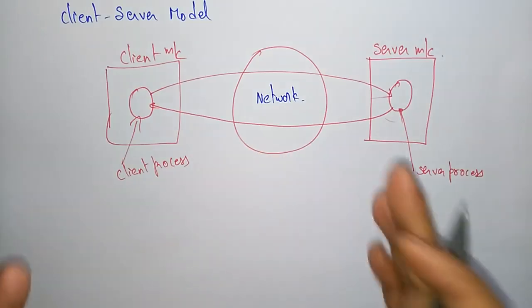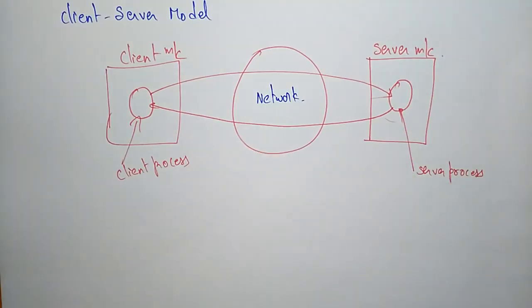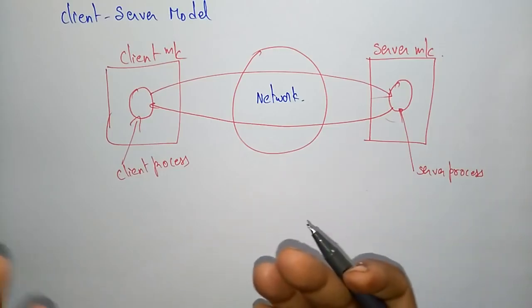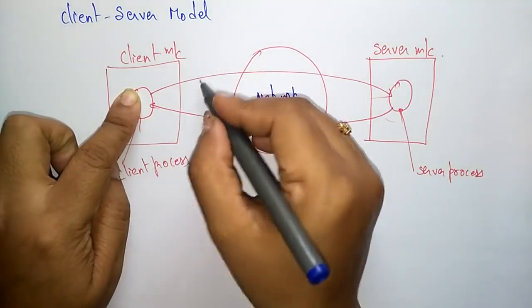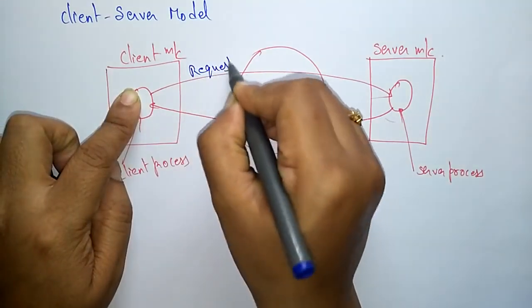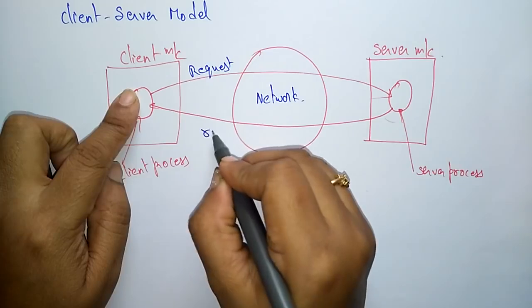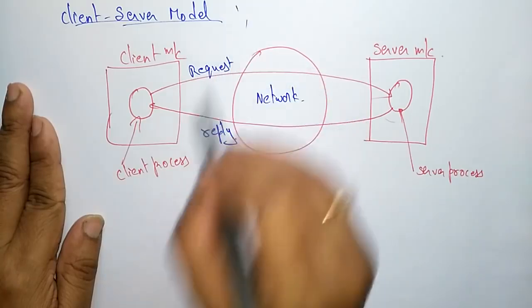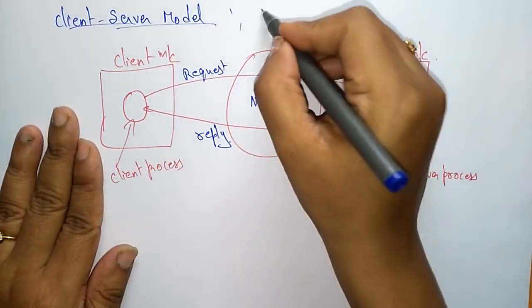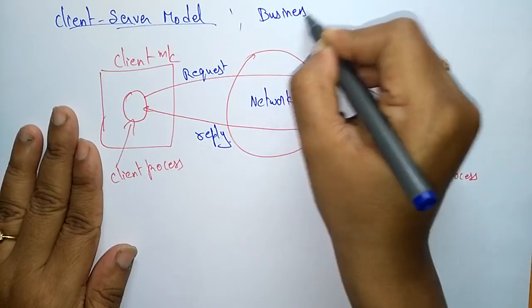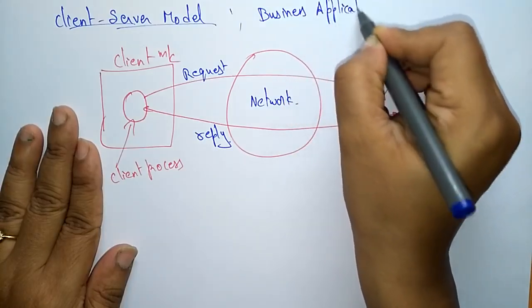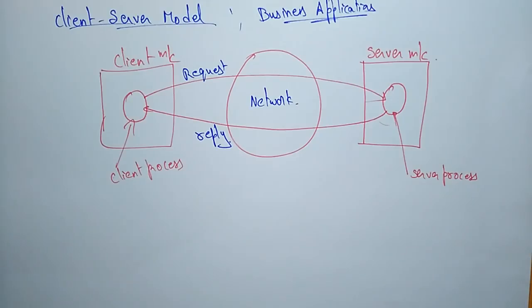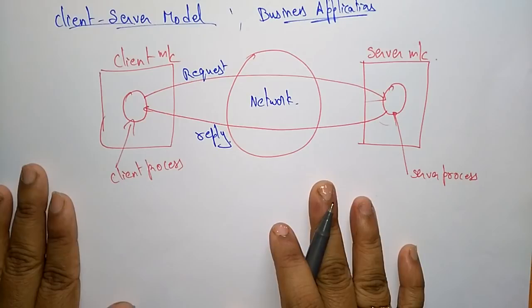If the systems are close to each other, you can go for cables. If the systems are far away from each other, then you can go for wireless communication. So the client first requests the server, then the server gives the reply to the client. This is called the client server model. All business applications mostly prefer the client server model. So this is one of the uses of the computer network.